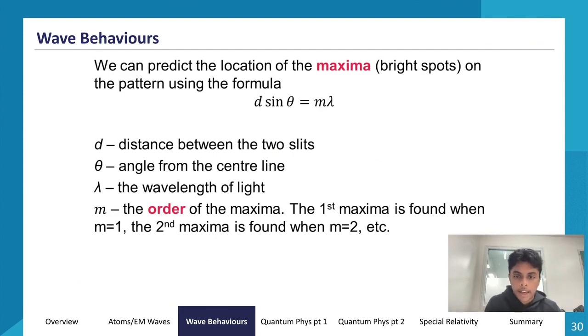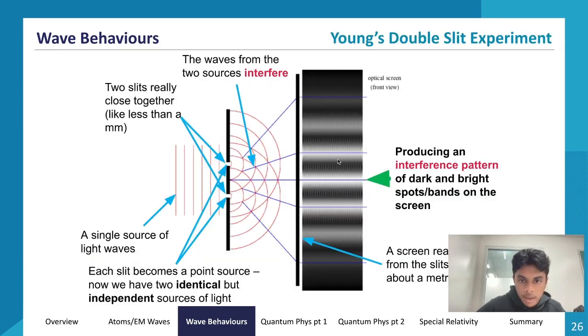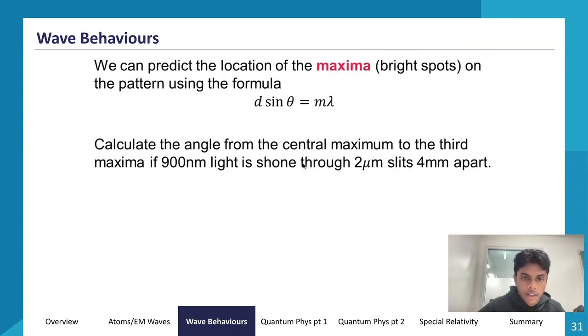m is the order of the maxima. So the first maxima is found when m equals 1, and the second maxima is found when m equals 2, etc. It goes up like that. This middle band, as I mentioned before, is called the central maxima. So yeah, that's how that works. So let's go to the question now.